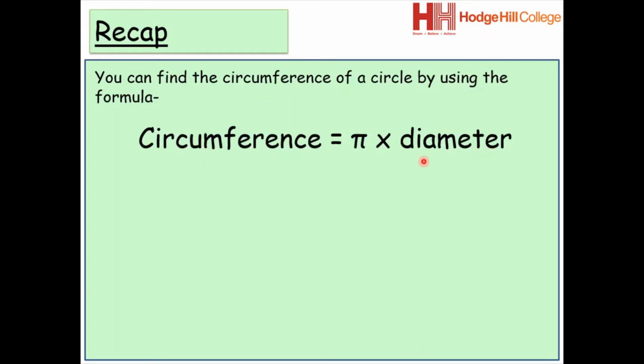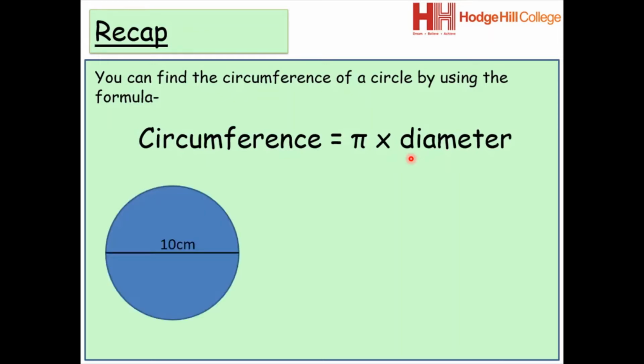And the diameter is defined as the distance from one side of the circle to the other, which passes through the center. So usually this will be represented just by a straight line going through the circle. You can work that out, or you can see it from a diagram. Here's an example. So I've been given the diameter of this circle. The diameter clearly from one side to the other side is 10 centimeters.